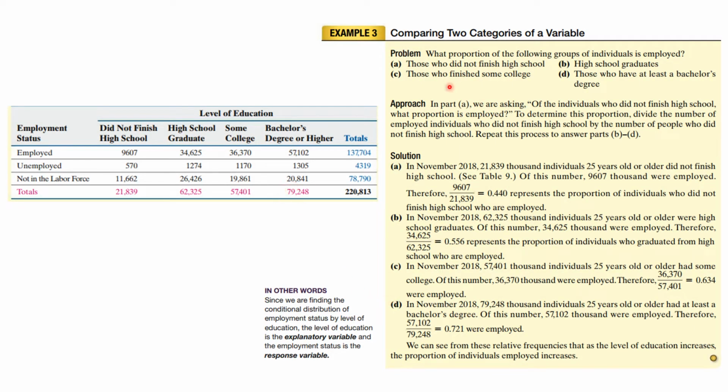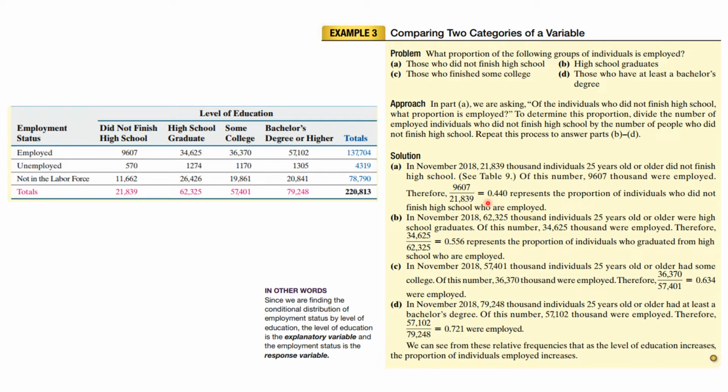And we can use this to answer questions, and here's a handful of questions. So what proportion of the following groups are employed? So we can say those who did not finish high school. Well, what we can do is look at these numbers here, and we can see that 21,980,000 individuals did not finish high school because that is this total.